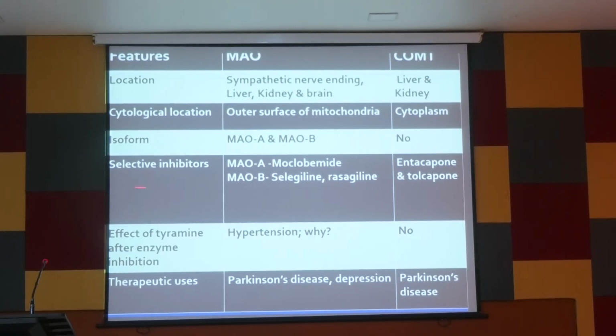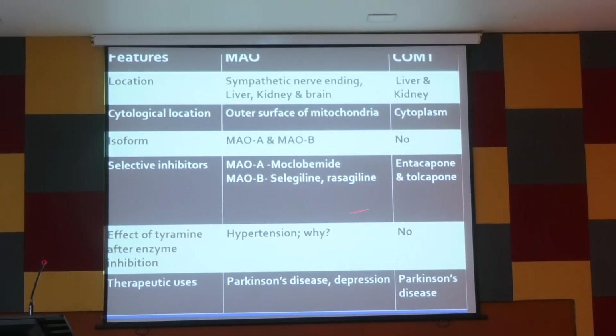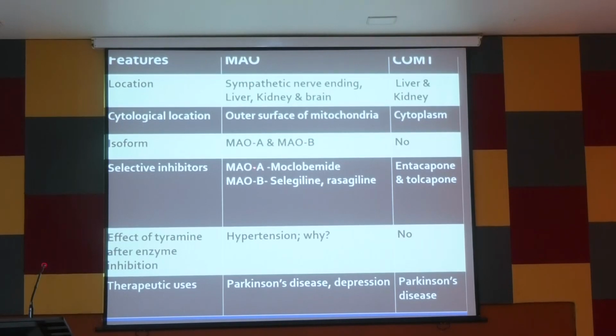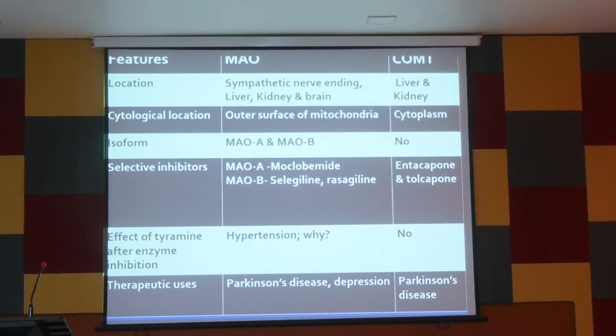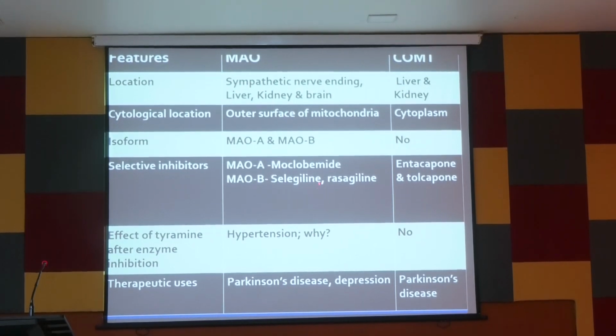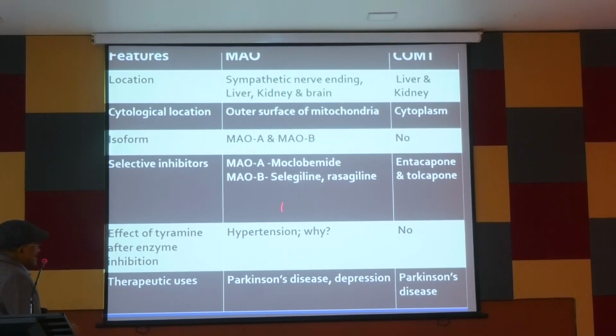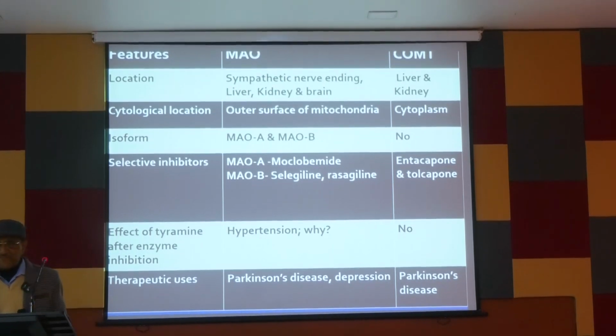Selective inhibitors: you have selective inhibitors for these enzymes. For MAO-A, that is moclobemide, a reversible MAO-A inhibitor, whereas MAO-B specific inhibitors are selegiline and rasagiline. And for COMT we have two drugs, entacapone and tolcapone, which can be used in Parkinson's disease, and these drugs may be used both in Parkinson's disease as well as in depression.